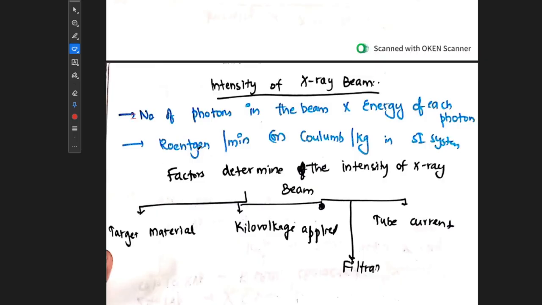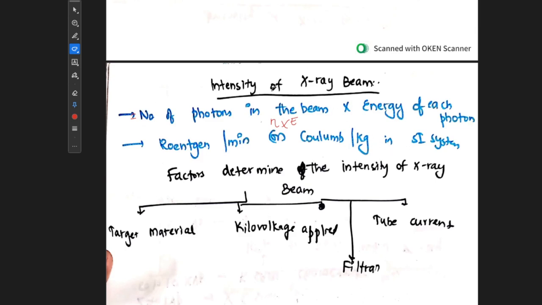Hello friends, let us now learn some important points about intensity of X-ray beam. Intensity of X-ray beam is defined as the number of photons in a beam multiplied by the energy of each photon. So number of photons into energy of each photon is called the intensity of X-ray beam. This is given by the units Roentgen per minute, or coulombs per kg in the SI system.